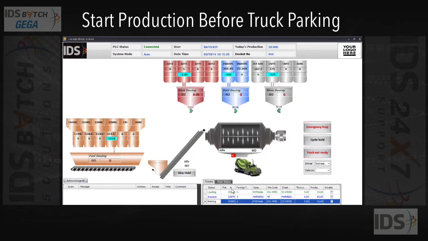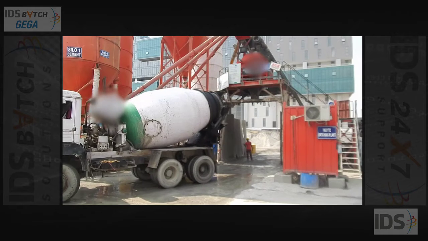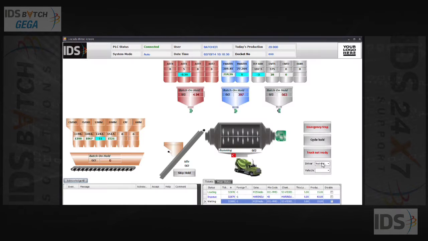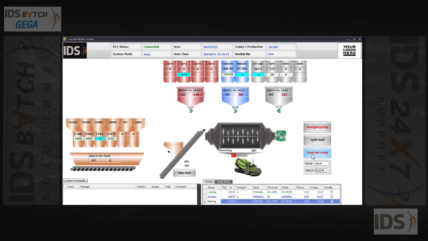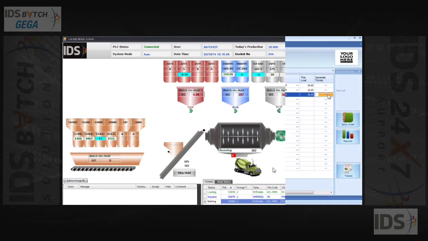On starting production, the mimic screen appears on the monitor. The batcher is entering truck after he gave the production command. Truck parked. The truck ready feature allows the batcher to start loading even before the truck is ready.